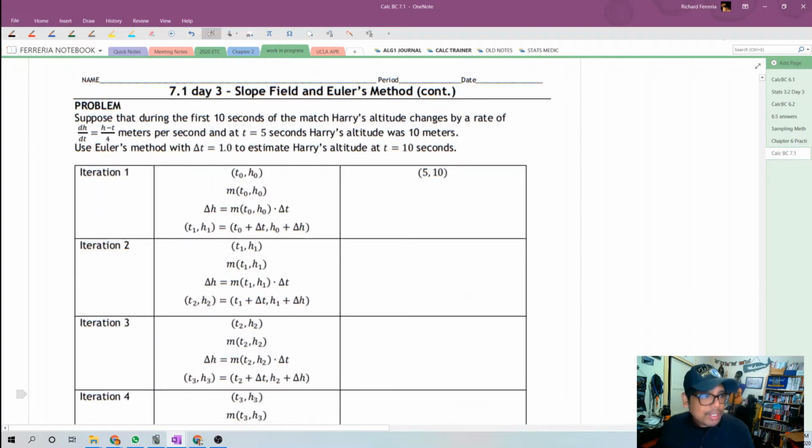So let's try this problem. Suppose that during the first 10 seconds of the match, Harry's altitude changes at a rate of (h minus t) over 4 meters per second at t equals 5. Harry's altitude was 10 meters. Whoa, no thank you. That's too high for me. Use Euler's method with a delta t equals 1.0 to estimate Harry's altitude after 10 seconds.